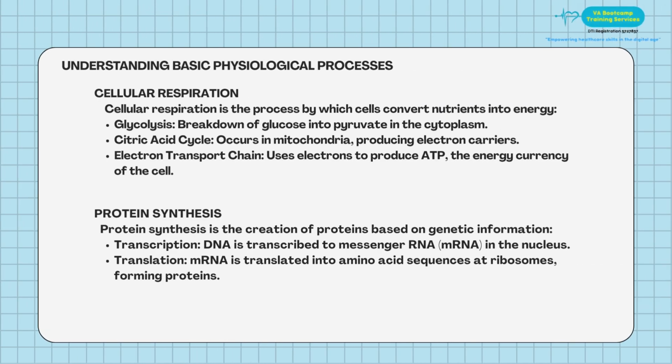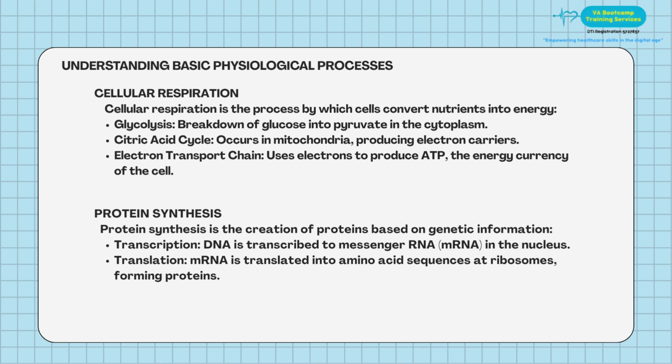Cellular respiration. Cellular respiration is the process by which cells convert nutrients into energy. Glycolysis, breakdown of glucose into pyruvate in the cytoplasm. Citric acid cycle, occurs in mitochondria, producing electron carriers. Electron transport chain, uses electrons to produce ATP, the energy currency of the cell.